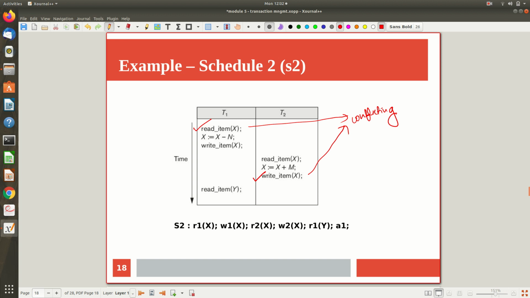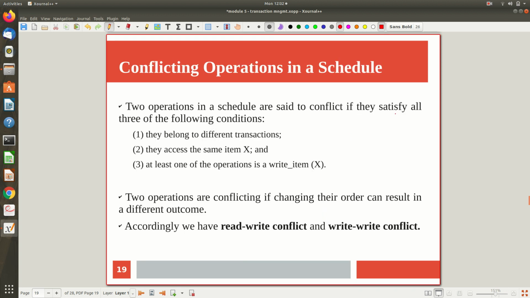Okay, so three conditions. The operations should occur in two different transactions. When two operations are said to be conflicting, first they should be in two different transactions. Here it is, T1 and T2. And they should happen on a common data item. Here the operation is happening on data item X. And one of the operations should be a write. Here read and write. Okay, fine. Accordingly, two operations are conflicting if changing their order is going to give you some unexpected result. So that should not happen.